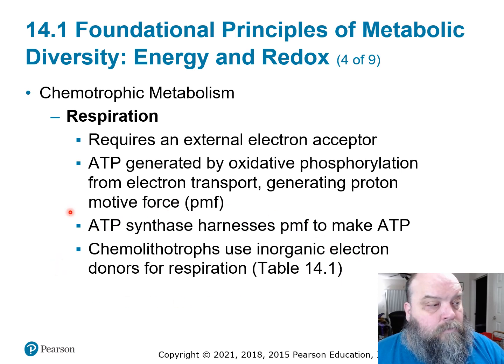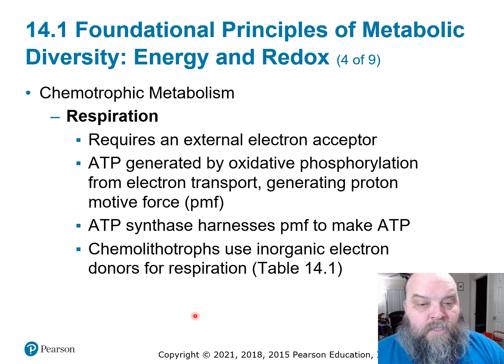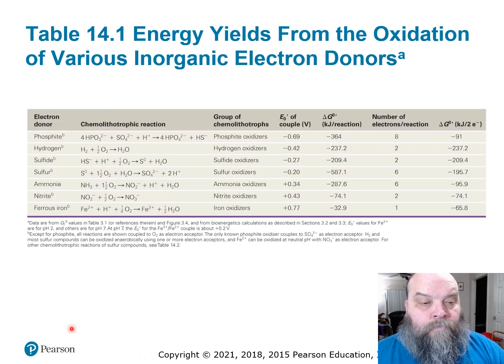Chemolithotrophs do a version of this respiration, but they're going to use some inorganic electron donors. Okay, those are the nitrogens, the sulfurs, the seleniums, and things we saw on table 14.1. So, as you see here, not everything on this planet utilizes carbon sources like we do. Okay, sulfide, sulfur, hydrogen, ammonia, nitrite.